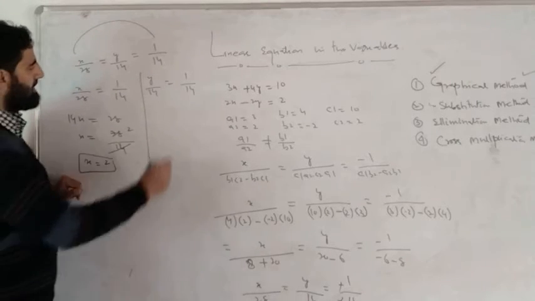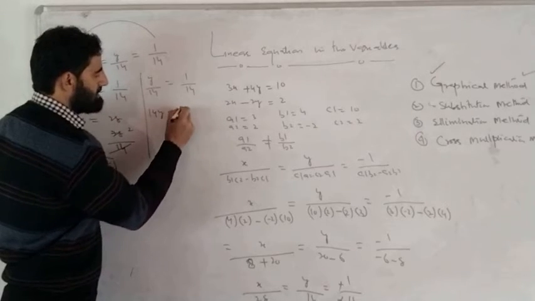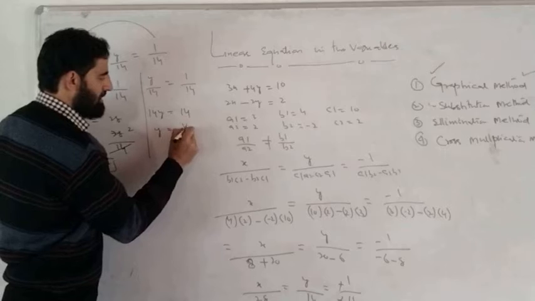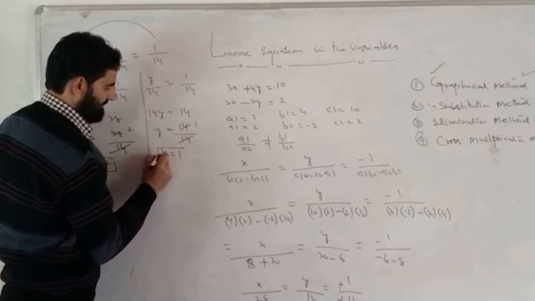This is our x, and what is y? 14 into y is 14. y is equal to 14 into 1 is 14. What is y? It is 14 divided by 14. 14 1s are 14, so y is equal to 1.